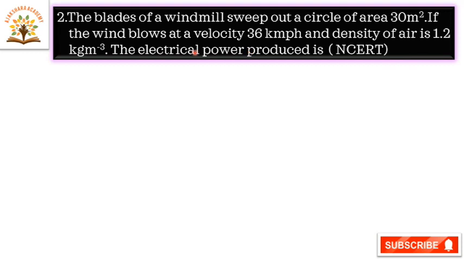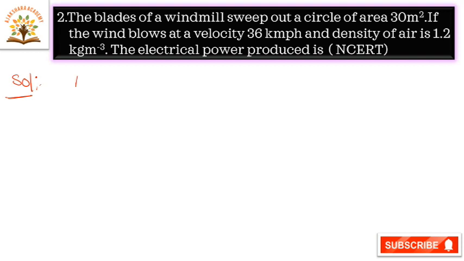The blades of a windmill sweep out a circle of area 30 meters square. If the wind blows at a velocity 36 km per hour and density of air is 1.2 kilogram per meter cube, the electrical power produced is, here we have to calculate electrical power produced. Now we have to calculate power. Now let us go to the solution.